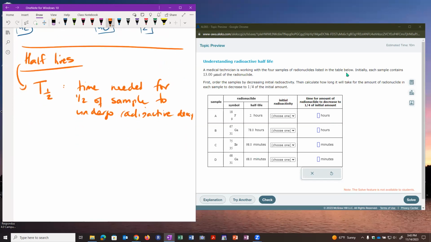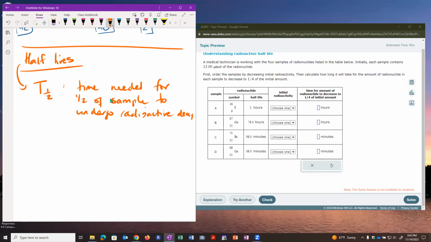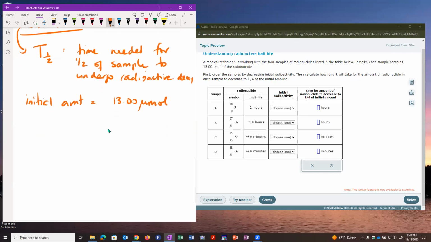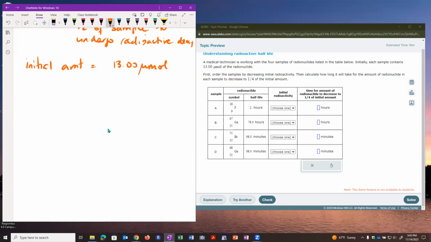So we're given some information. It says a technician is working on 4 samples. Initially, each sample contains 13.00, so our initial amount in all of these is 13.00 micromoles of each of these samples of the radionuclide. First, order the samples by decreasing initial radioactivity, and then calculate how long it will take for the amount of radionuclide in each sample to decrease to 1/4 of the initial amount. So, a couple of things to note here. Our half-lives are given in hours and, it looks like, in minutes.